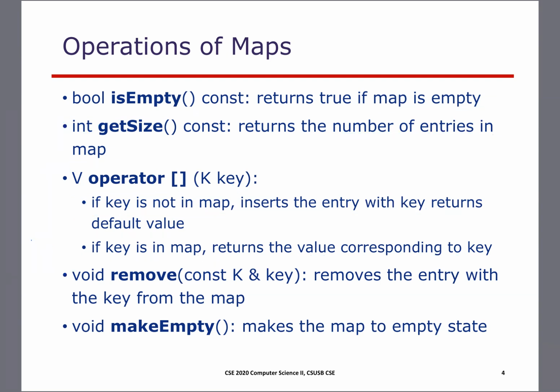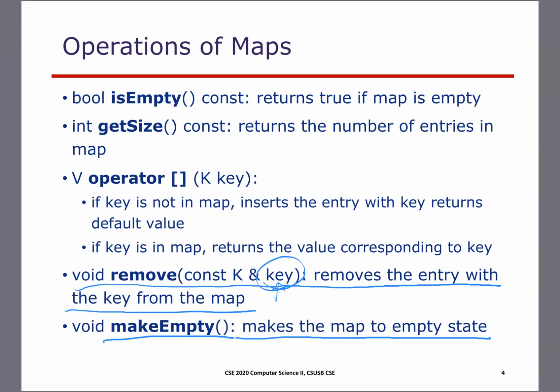And the next one is the remove operation. It takes one parameter k. This operation removes the entry with the k from the map. This is a parameter. And then the last one, make empty. This operation makes the map empty. That means removing all entries from this map, and then we have an empty map.